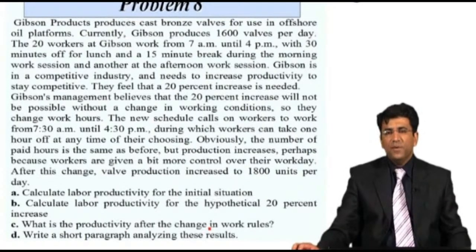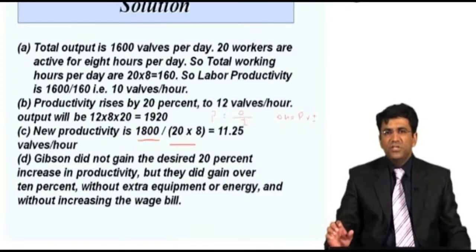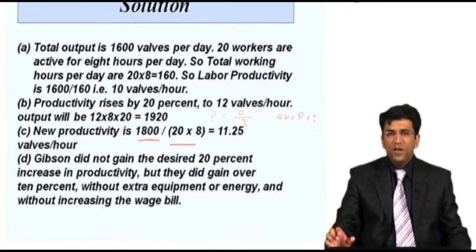Now again students, what happened in this particular case: sometimes by doing nothing we can achieve everything in our organizations. The management just changed the rules by giving more autonomy and freedom to their workers so that they can take breaks of their own choice. So their motivation level increased and they produced more. So without the investment of anything, the management is now able to increase the productivity, and the new level of productivity is 11.25, which was initially 10 walls per hour.